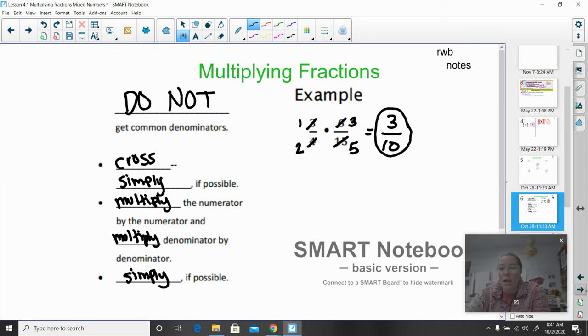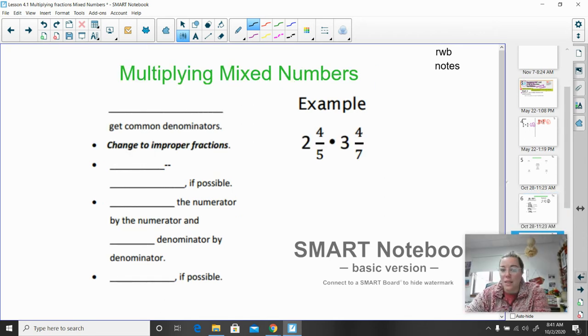The next thing we're going to talk about is multiplying mixed numbers. So mixed numbers is when we have a whole number and a fraction. Now, we still do not get common denominators. Okay, we don't need common denominators. We're going to leave our denominators the same. However, we do need to change to improper fractions. And so what that means is that we're going to convert this, and so it just looks like a fraction. We need to get rid of our whole number.